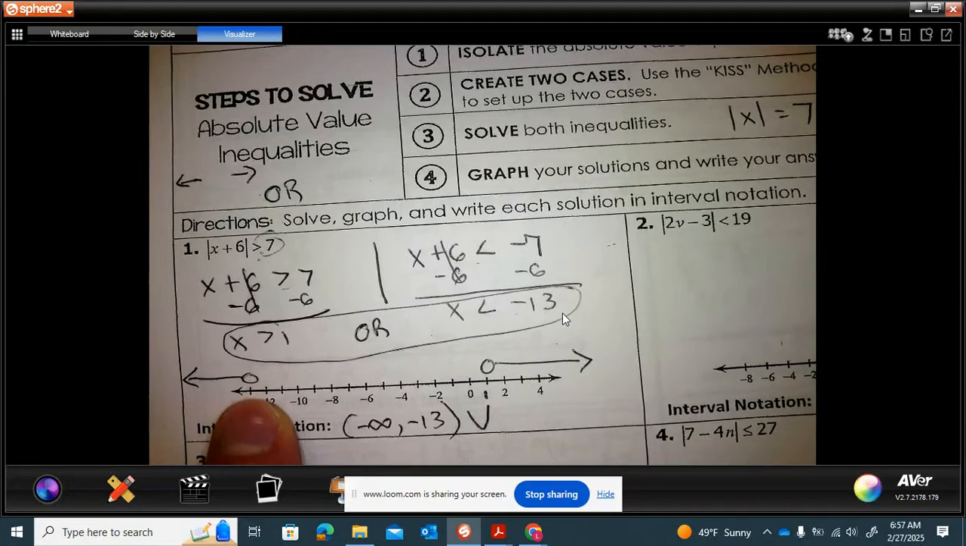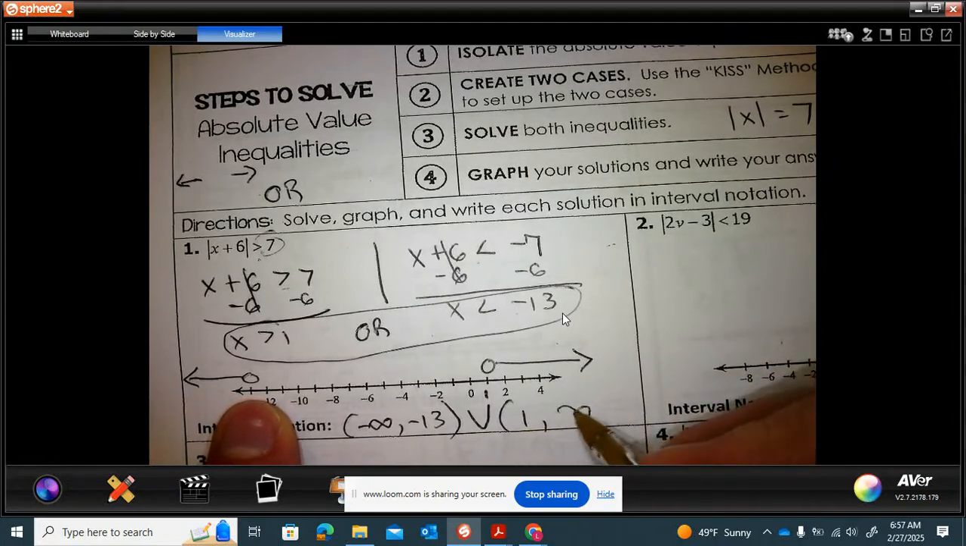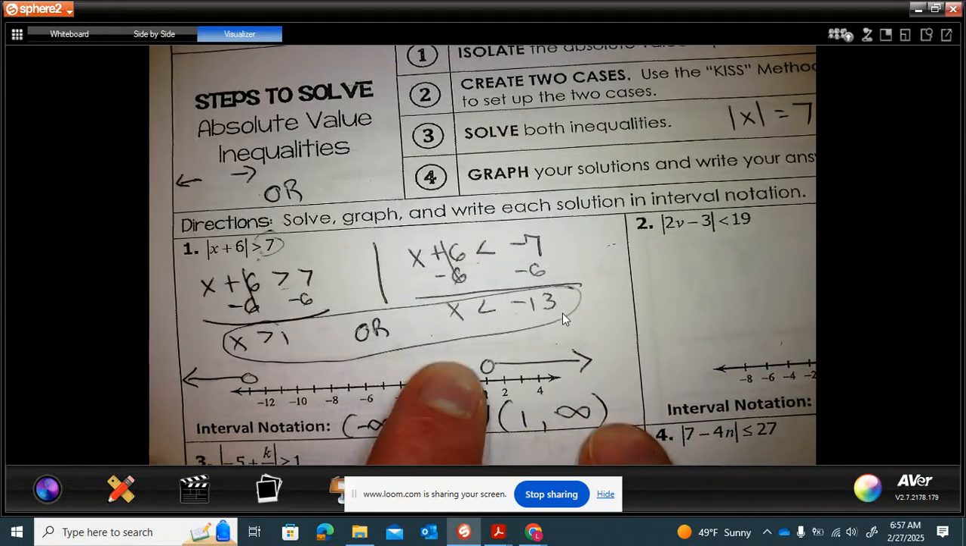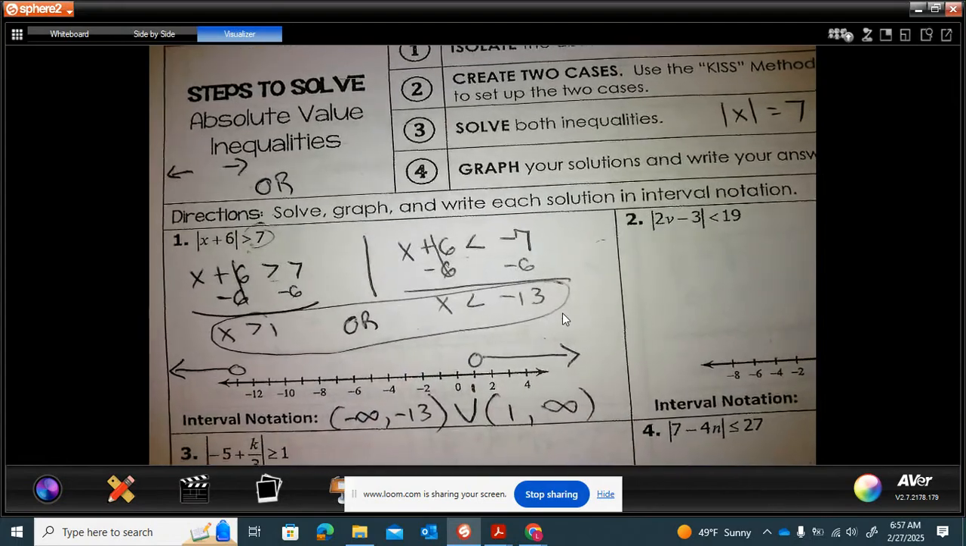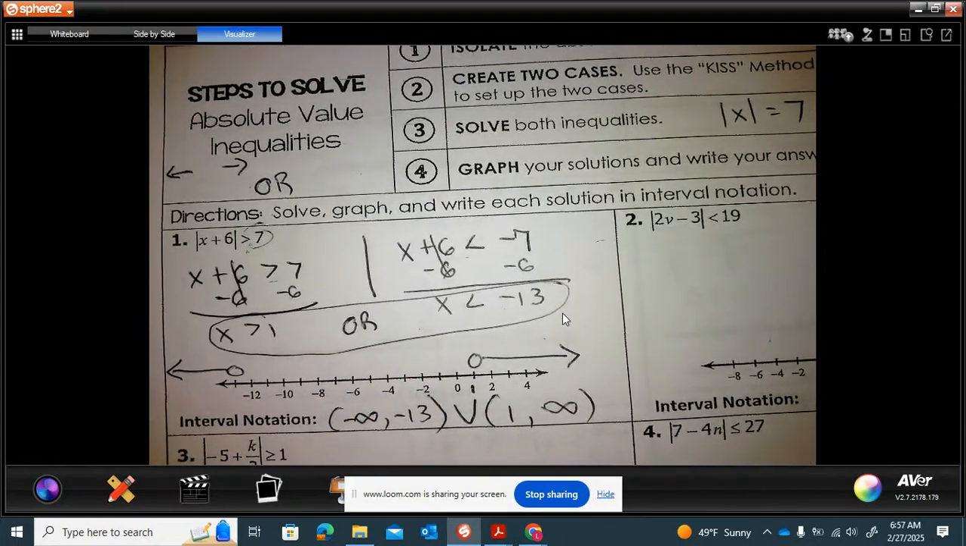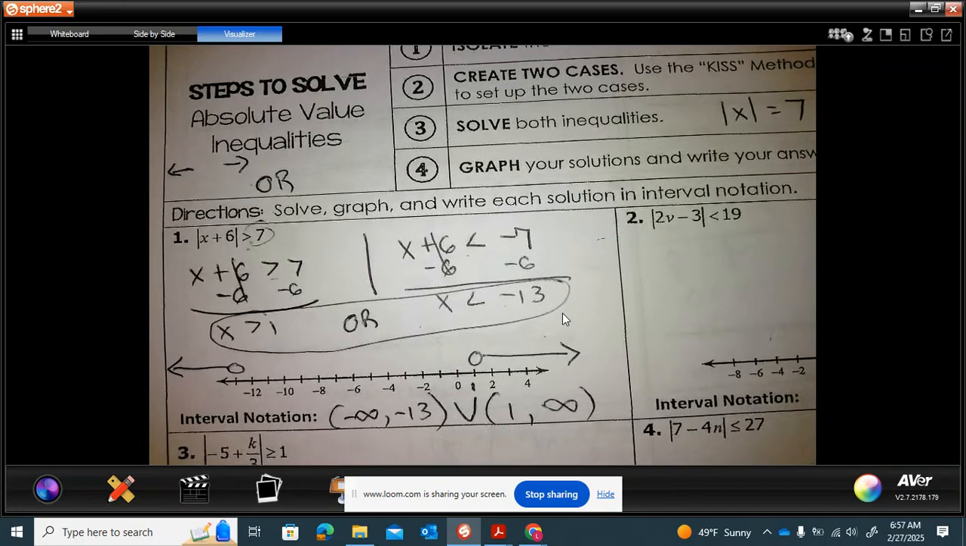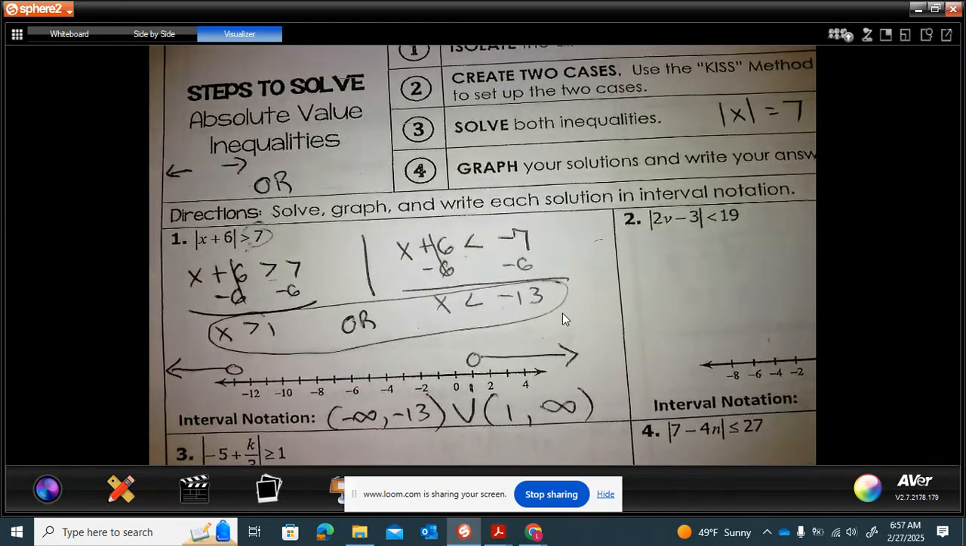I have to put a union, and then I put 1 to infinity, both with parentheses again, because it's an open circle, and an infinity always has an open circle. So going back up to the case 1 example and case 2 example.